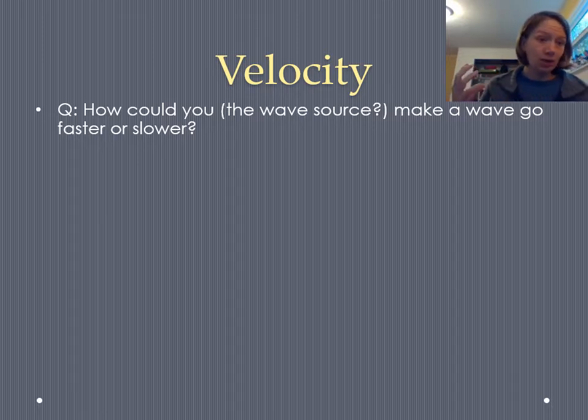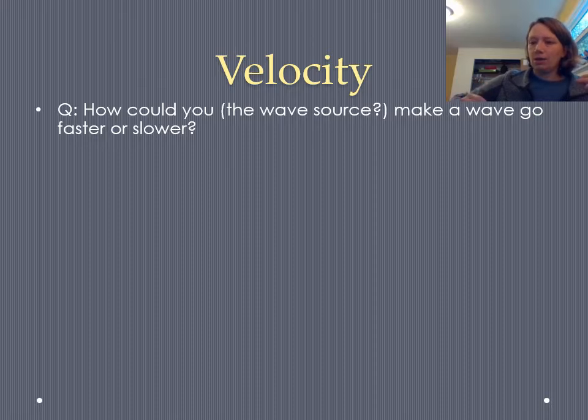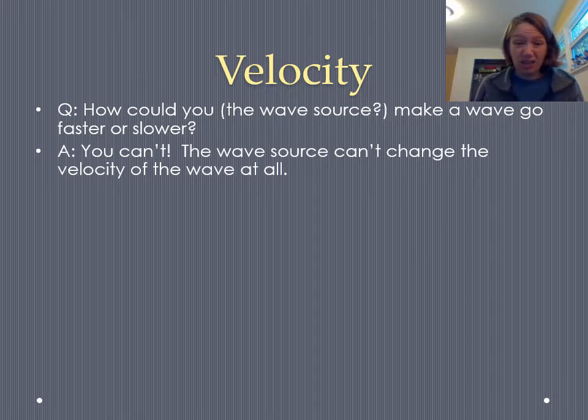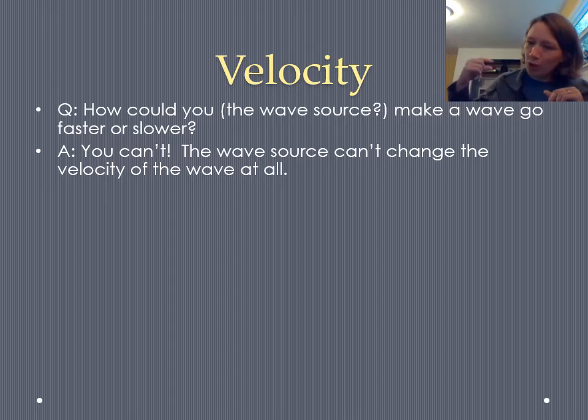In class, we do this as an example, and kids try all sorts of things. They try jiggling the slinky higher, they try going sideways, they try doing a faster, quicker jiggle, and it turns out you can't. The wave source can't change the velocity of the wave at all. No matter what that person does, the wave moves through that medium at exactly the same speed, which means waves never catch up with each other, right?